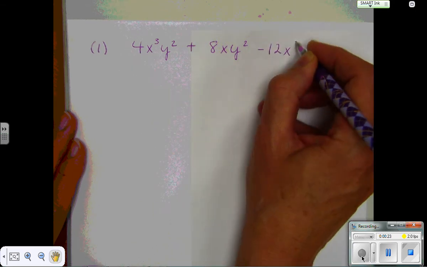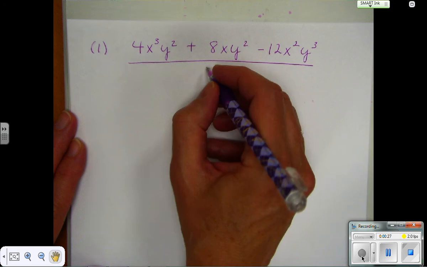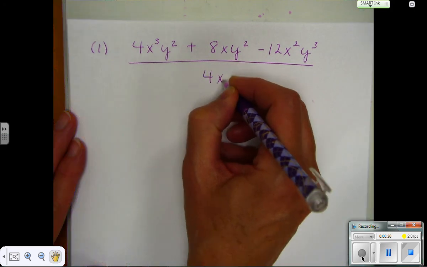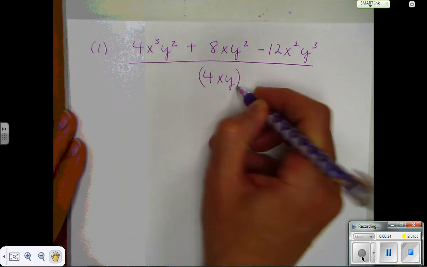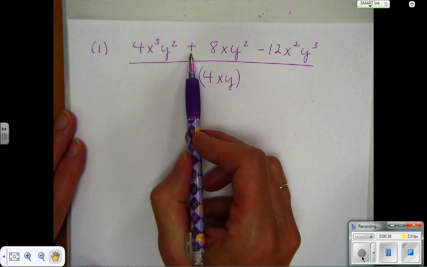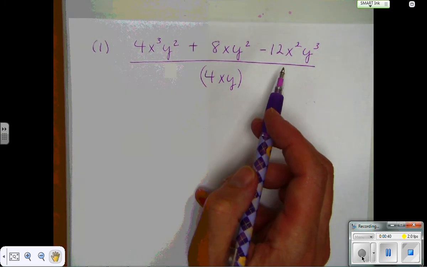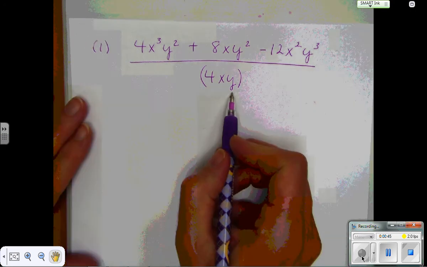So what makes a monomial is when you don't have any addition or subtraction involved. It's all multiplication. So this denominator, that is a monomial. The numerator is not a monomial because you have addition and subtraction involved in the terms in between. But this denominator is only one term.